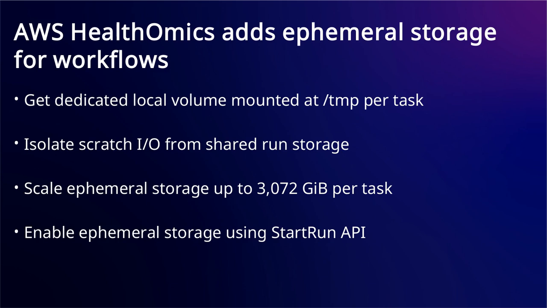You can scale ephemeral storage up to 3072 GB per task using directives in your WDL, Nextflow, or CWL workflow definition. You enable ephemeral storage using the StartRun API at runtime. All ephemeral storage volumes are encrypted and automatically deleted when a task terminates, providing faster runtimes and lower costs for your bioinformatics workloads.